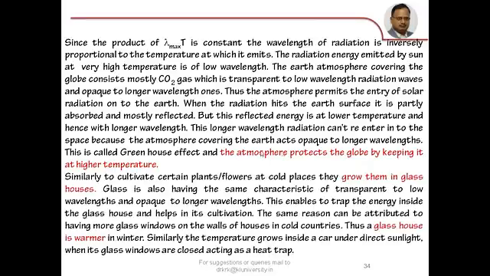In the absence of this carbon dioxide atmosphere, like other planets, we would also be experiencing either very high temperature or very cold temperatures. Similarly, to cultivate certain plants and flowers at cold places, they grow them in a glass house because glass has the same kind of property as carbon dioxide. The glass is opaque to long wavelength waves and transparent to short wavelength waves. So it permits the solar radiation to enter, but it will not allow it to go back. Hence the energy gets trapped and it develops heat energy.